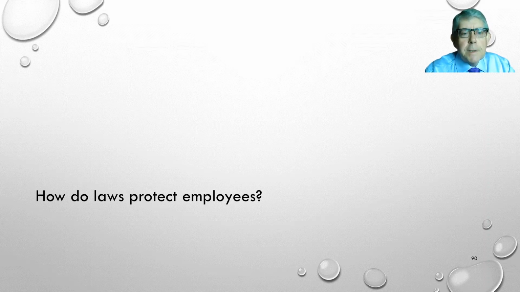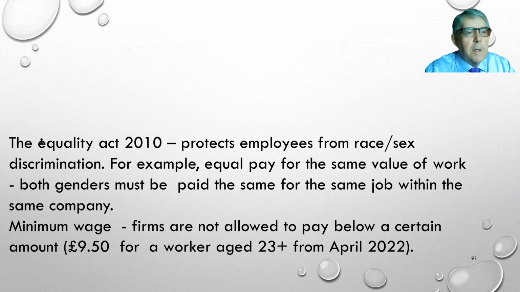How do laws protect employees? The Equality Act 2010 protects employees from race or sex discrimination. For example, equal pay for the same value of work. Both genders must be paid the same for the same job within the same company. Minimum wage, firms are not allowed to pay below a certain amount. For example, £9.50 for a worker aged 23 or over from April 22.